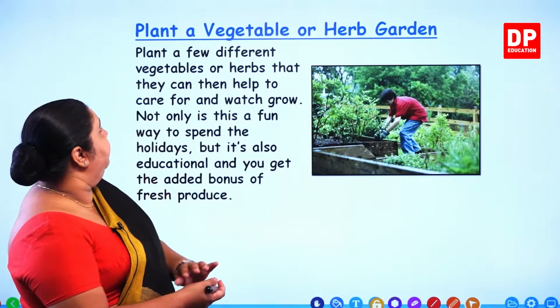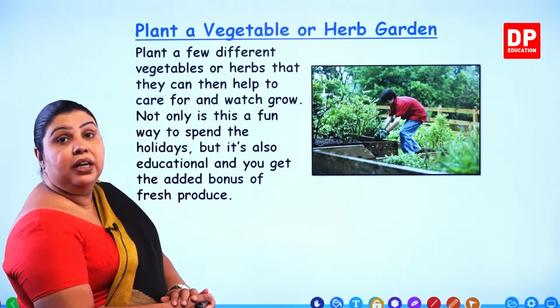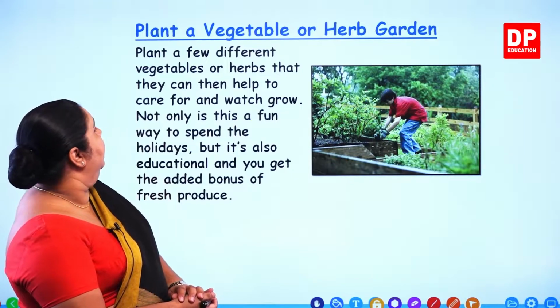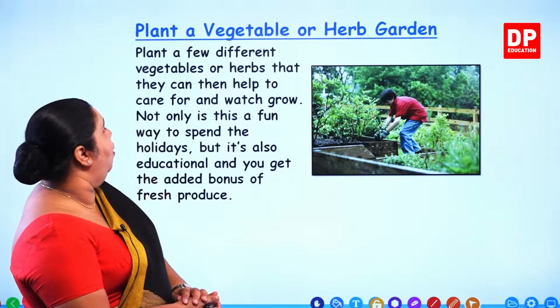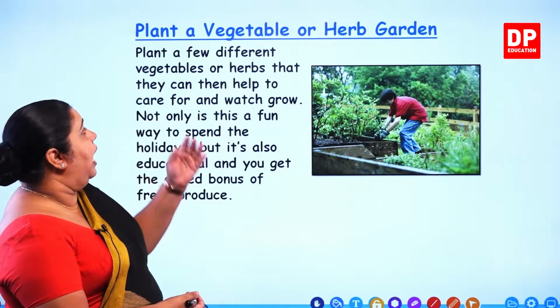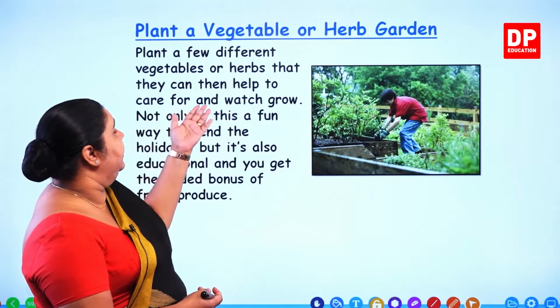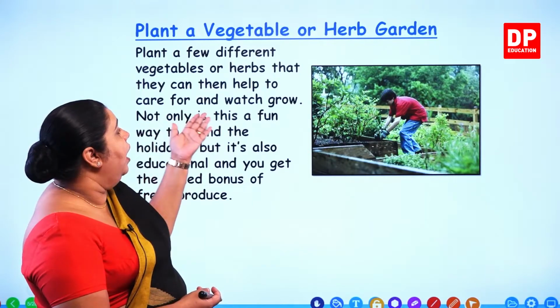Plant a few different vegetables or herbs that they can then help to care for and watch grow.